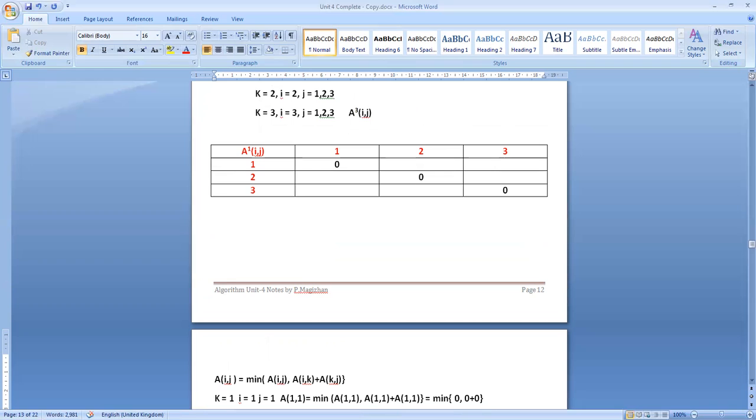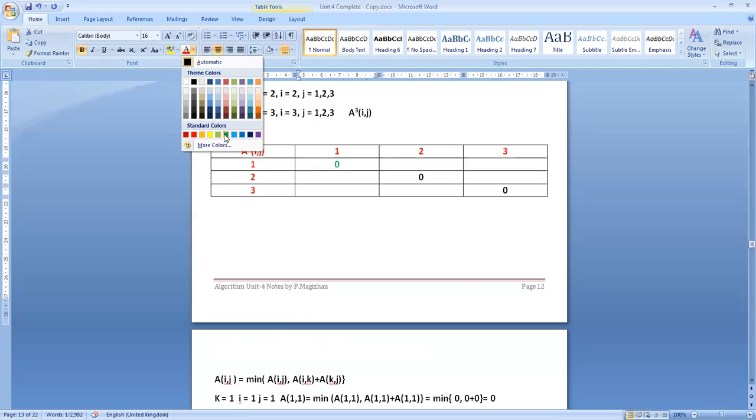Okay, so what is the value? The minimum is 0. So you don't have to find a of 1 comma 1, a of 2 comma 2, a of 3 comma 3. Straight away you mark them as 0. Okay, this has been found out. This has been found out.